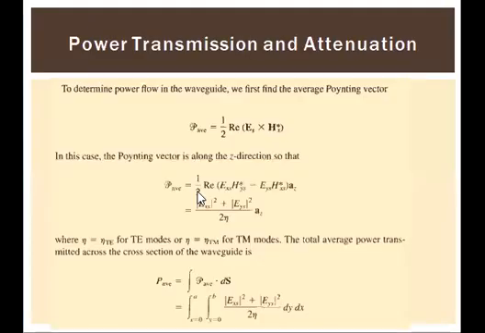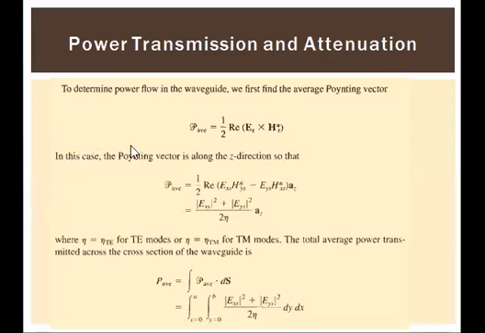Now, to determine the power flow in the waveguide, first we have to find the average Poynting vector. Now, all of you know what is Poynting vector. That is P average equal to half real value of E_s into H_s star. That is Poynting vector. All of you know about this equation.